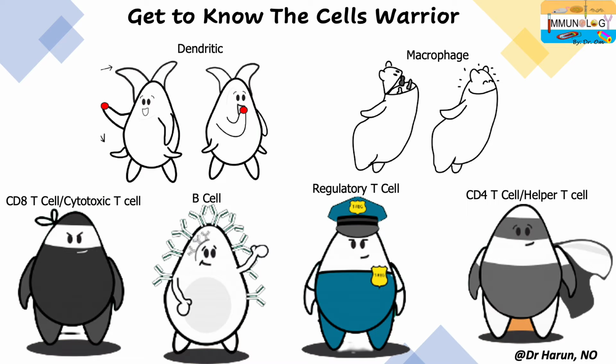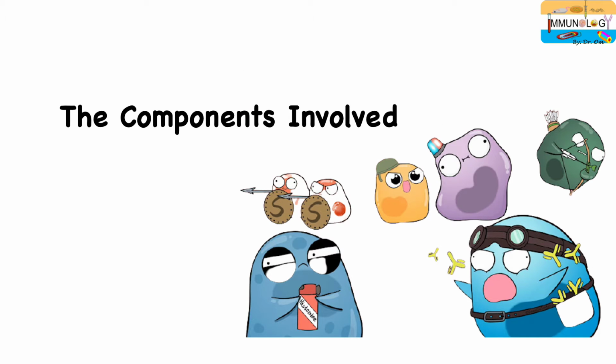So before we proceed, shall we get to know the Cells Warrior? Yes, they are dendritic cells, the macrophages, the CD4 T cells or helper T cells, the regulatory T cells, the B cells, of course, they do have the antibodies on their surface, and lastly, the CD8 T cells or cytotoxic T cells. So, other than the Cells Warrior, there are components also involved in this production, maturation, and activation.